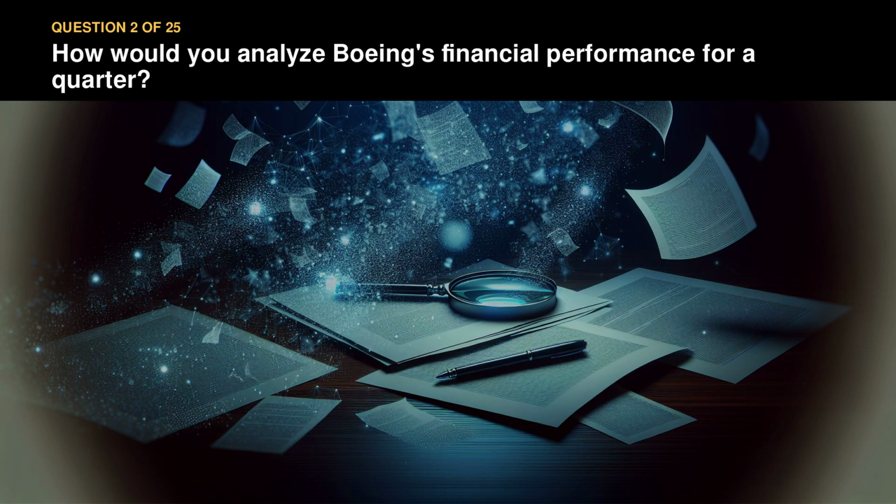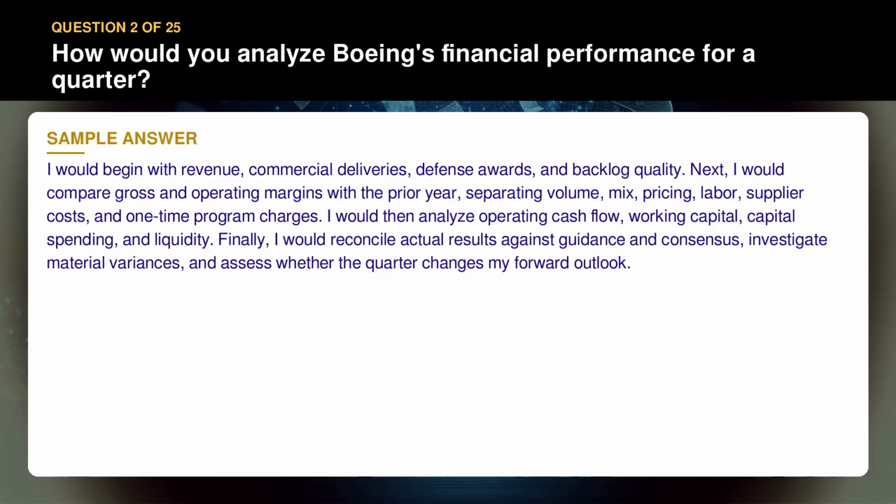Question 2. How would you analyze Boeing's financial performance for a quarter? I would begin with revenue, commercial deliveries, defense awards, and backlog quality. Next, I would compare gross and operating margins with the prior year, separating volume, mix, pricing, labor, supplier costs, and one-time program charges. I would then analyze operating cash flow, working capital, capital spending, and liquidity.